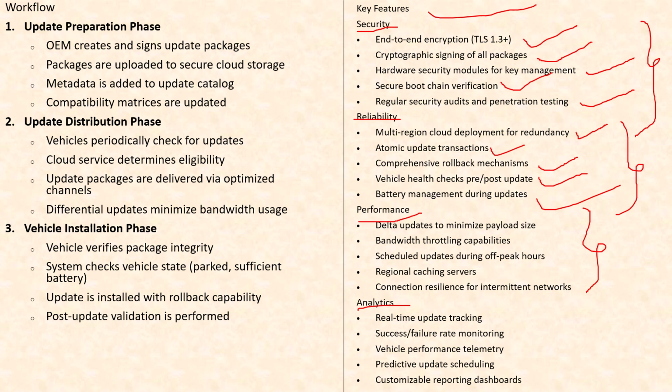And analytics. When it comes to analytics: real-time update tracking, success and failure rate monitoring, and vehicle performance telemetry. Now this is important. Vehicle performance telemetry is extremely important, especially when you are managing a fleet. Especially in fleet management, this telemetry is extremely important. Now predictive update scheduling and customizable reporting dashboards. All right, so these are the various key features of the cloud-based OTA updates.